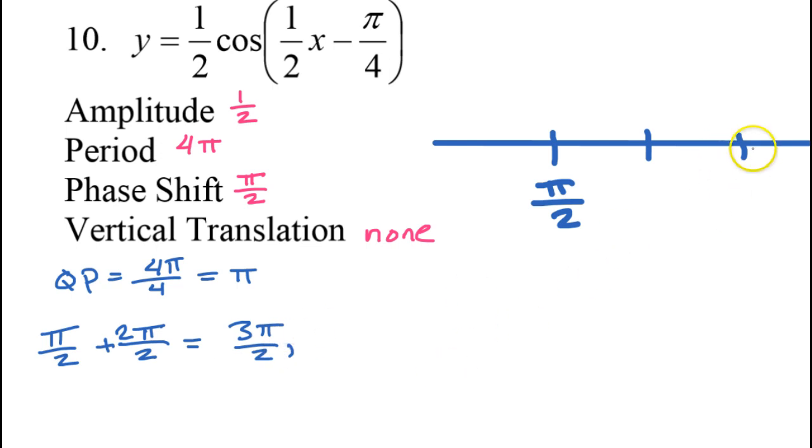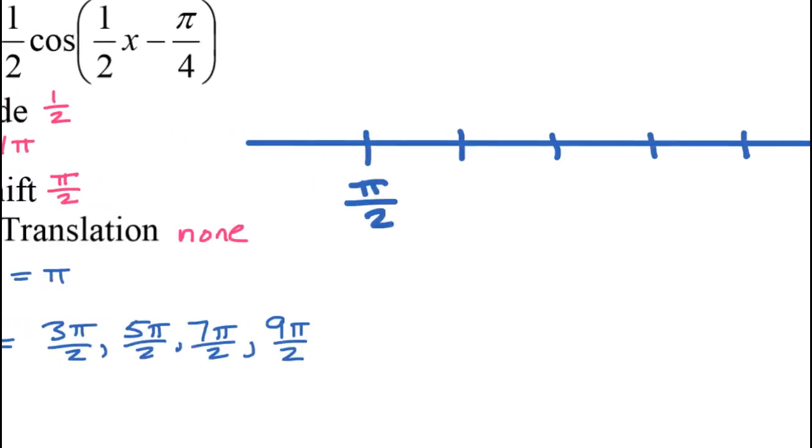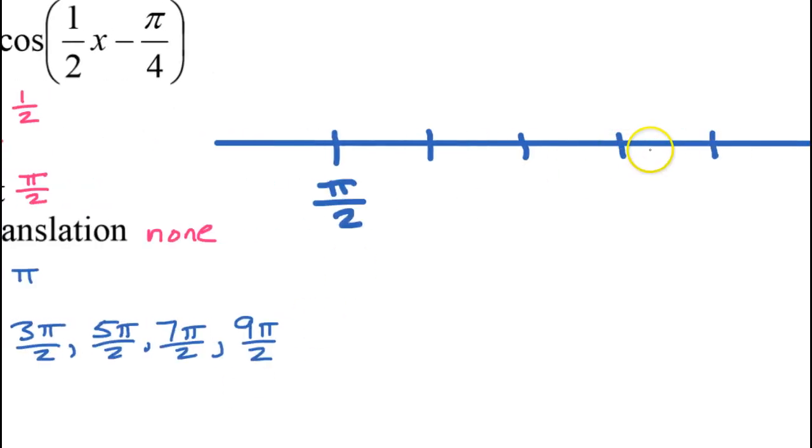Because I have 3 more marks to go. So if I add another 2 pi over 2, that would be 5 pi over 2. If I add another 2 pi over 2, that would be 7 pi over 2. Add another 2 pi over 2, and that's 9 pi over 2. So these are the marks, the values that will go on the x-axis.